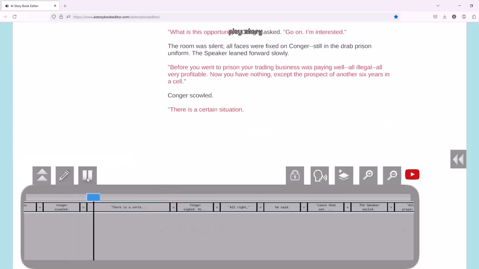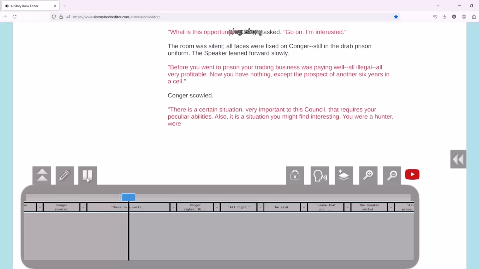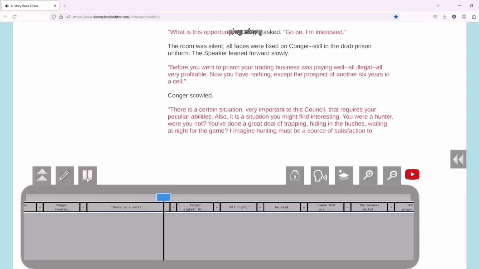There is a certain situation, very important to this council, that requires your peculiar abilities. Also, it is a situation you might find interesting. You were a hunter, were you not? You've done a great deal of trapping, hiding in the bushes, waiting at night for the game. I imagine hunting must be a source of satisfaction to you, the chase, the stalking. Conger sighed. His lips twisted. All right. He said, "Yes."